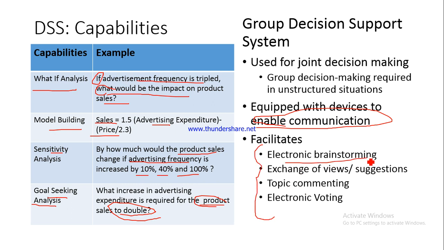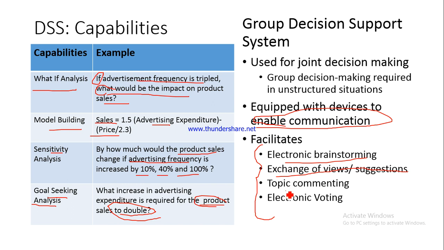Electronic brainstorming. So rather than being present physically at one particular place, all the members who are supposed to make a decision will come together and, electronically, using the communication devices, they would be brainstorming, they might be discussing. So electronic brainstorming would be one facility. Then exchange of views and suggestions, again electronically, right? They may have some kind of a chat system wherein everybody can send in his or her message, and everybody can chip in with their own ideas for all to see. So this kind of facility would be available in a GDSS.